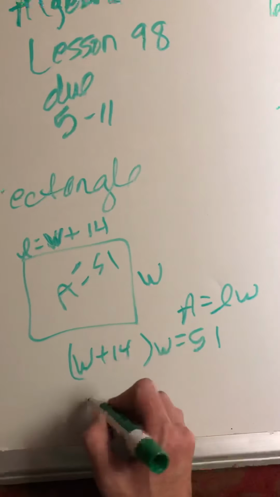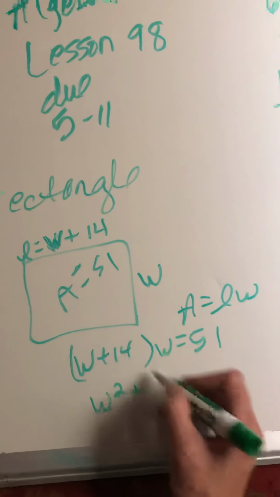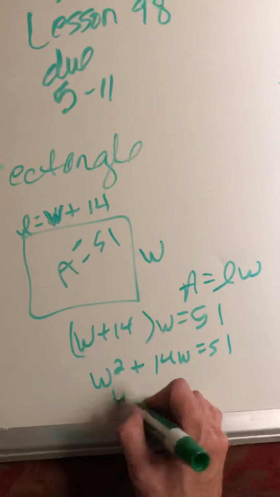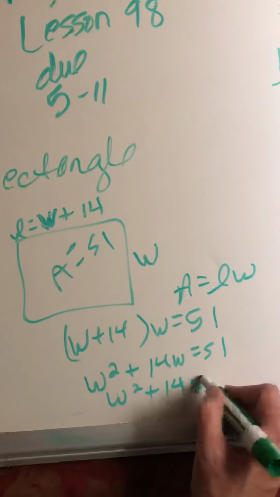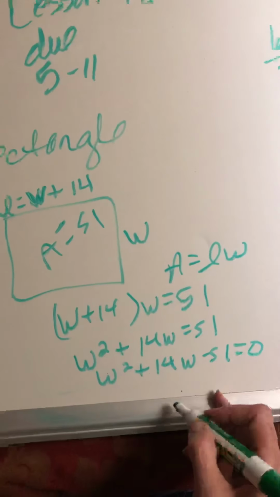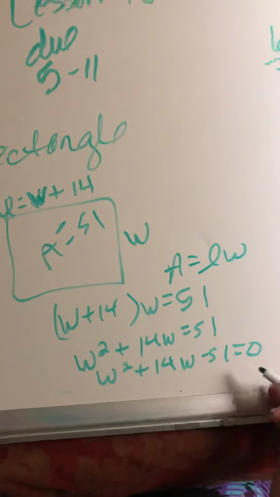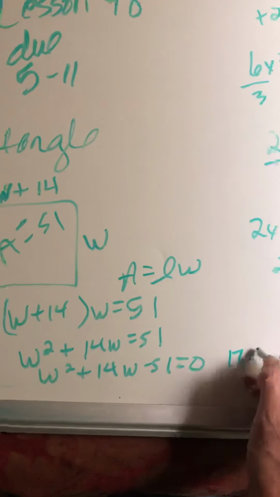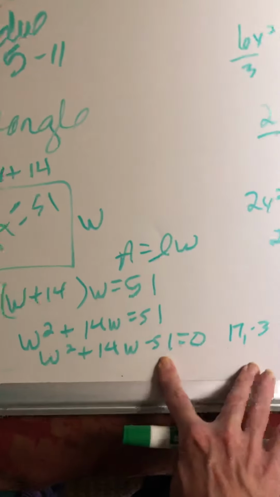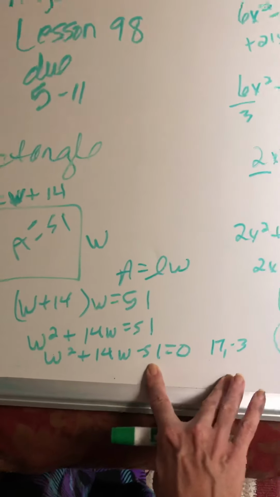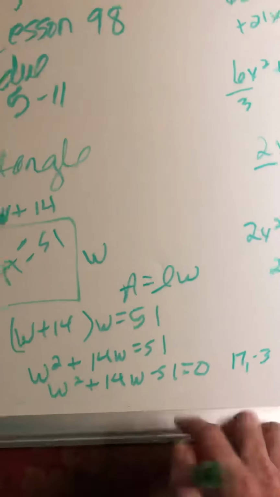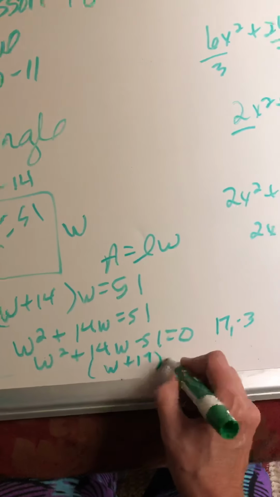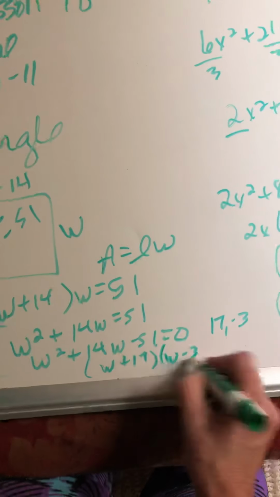I'm going to distribute. W times W is W squared. W times 14 is 14W equals 51. So we want to move the 51 over. So W squared plus 14W minus 51 equals 0. I need the factors of negative 51 that give me 14, which are actually 17 and negative 3. 51 is divisible by 3 because you can add the 5 and the 1 and get 6. That's divisible by 3, so the whole number is. So this factors into W plus 17, W minus 3.